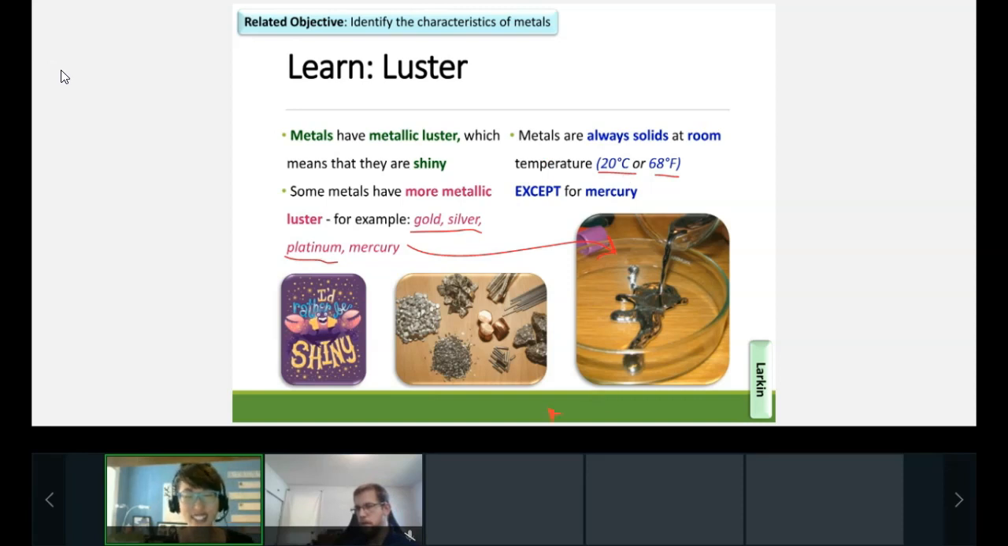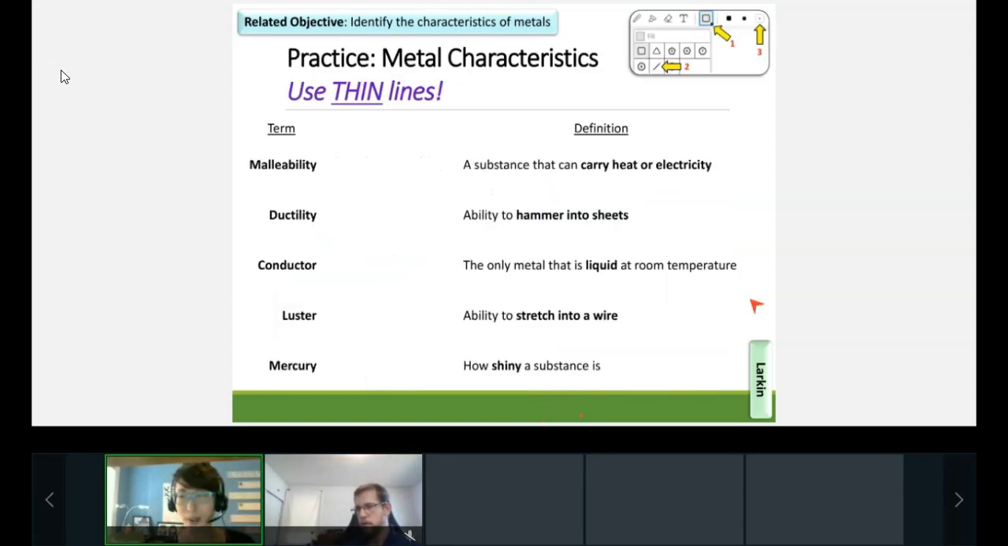All right, everyone. So let's go ahead and match these up for me on the whiteboard. I'm going to give you your whiteboard tools. So what does malleable mean? What does ductile mean? What is a conductor? What is luster? And what is mercury? Go ahead and get your answers up on the whiteboard.